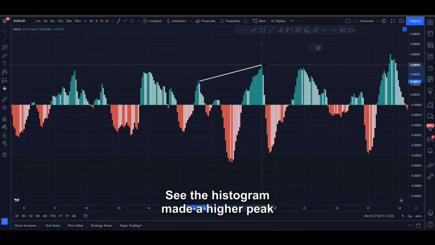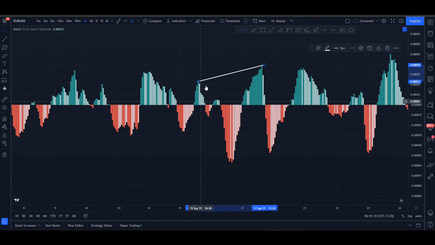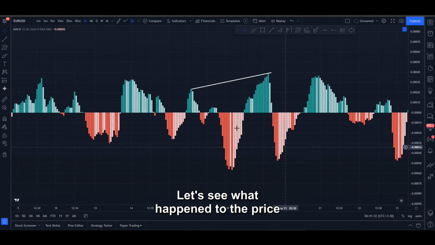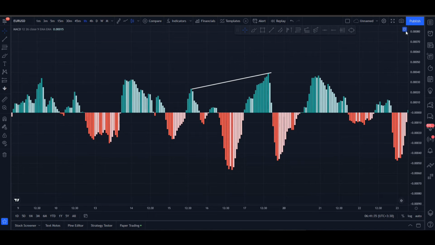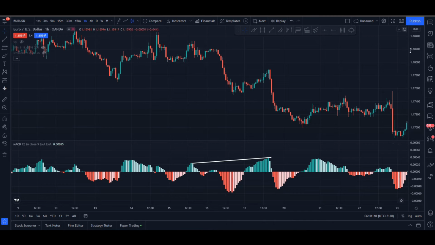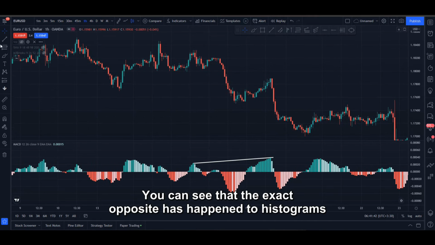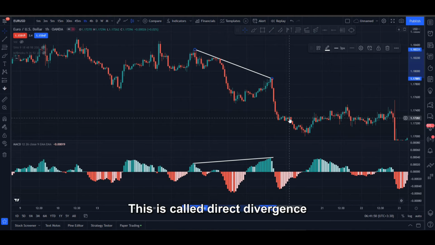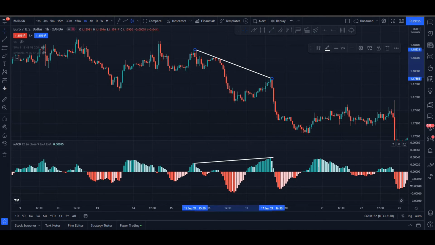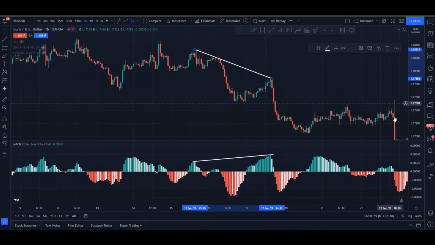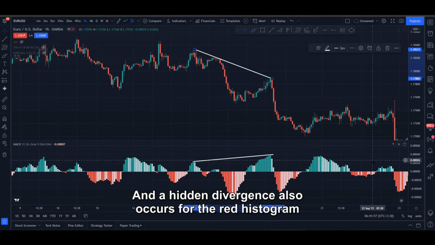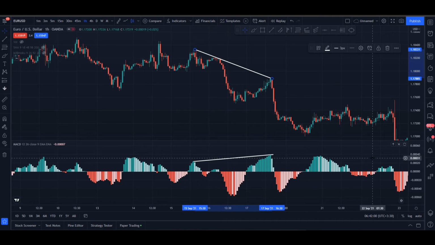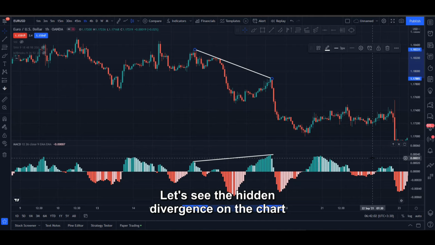See, the histogram made a higher peak. Let's see what happened to the price. You can see that the exact opposite has happened to histograms. This is called direct divergence. And a hidden divergence also occurs for the red histogram. Let's see the hidden divergence on the chart.